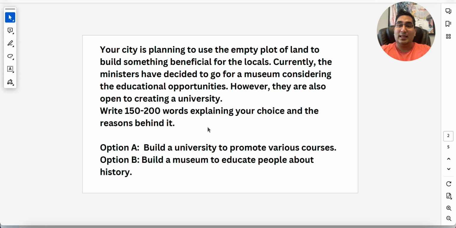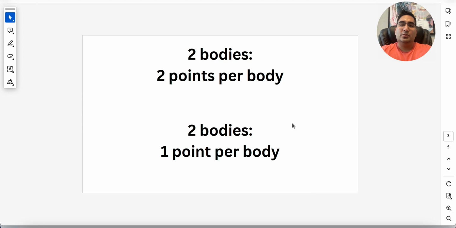210 words is allowed, but not more than that. However, it's best to go 180 to 190. That's really the best limit. Okay. Now, in this type of question, let's call it question type 1 because you get two very different options. You have a university and a museum, very, very different. You have an approach here where you should use always, in all cases, 2 body paragraphs.